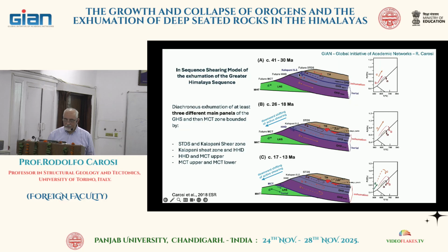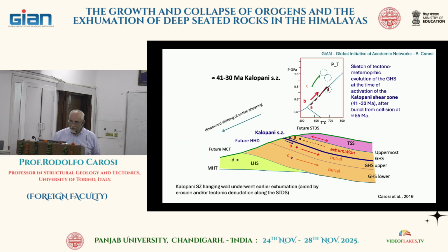The second panel is between the Kalopani shear zone and the HHD, Higher Himalayan discontinuity, that in this section of the belt has been named the Chomrong Thrust, but it is present in the Kaligandaki. And the third panel is the one comprised by the HHD and the main central thrust. So the exhumation is different in each of these panels, happened in different times with the same kind of mechanism, but in different times.